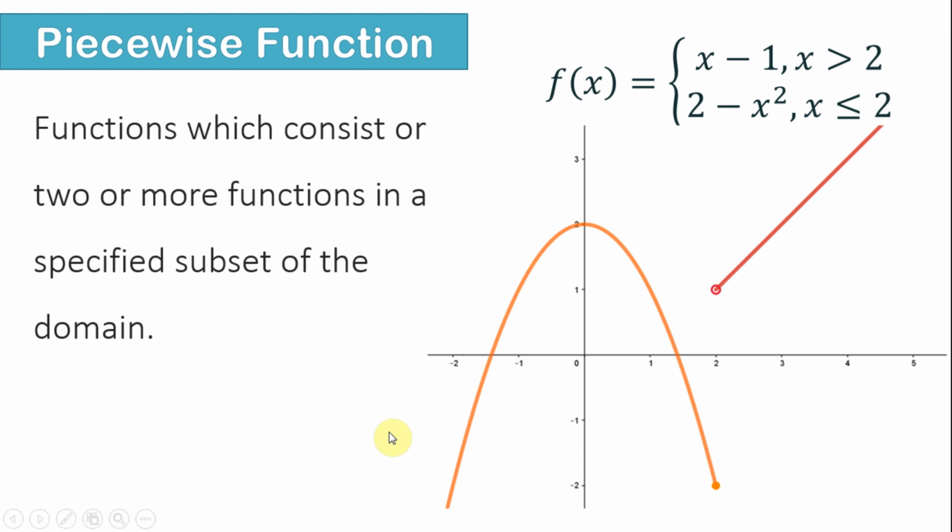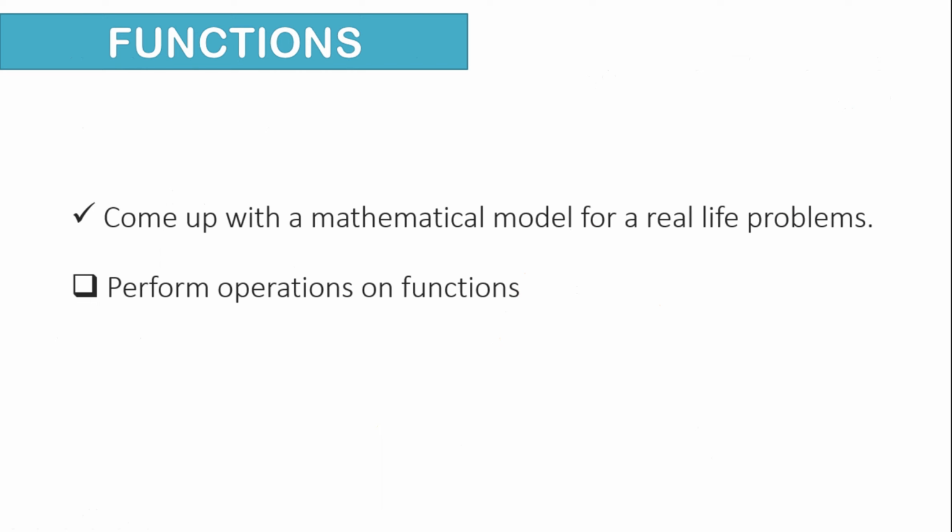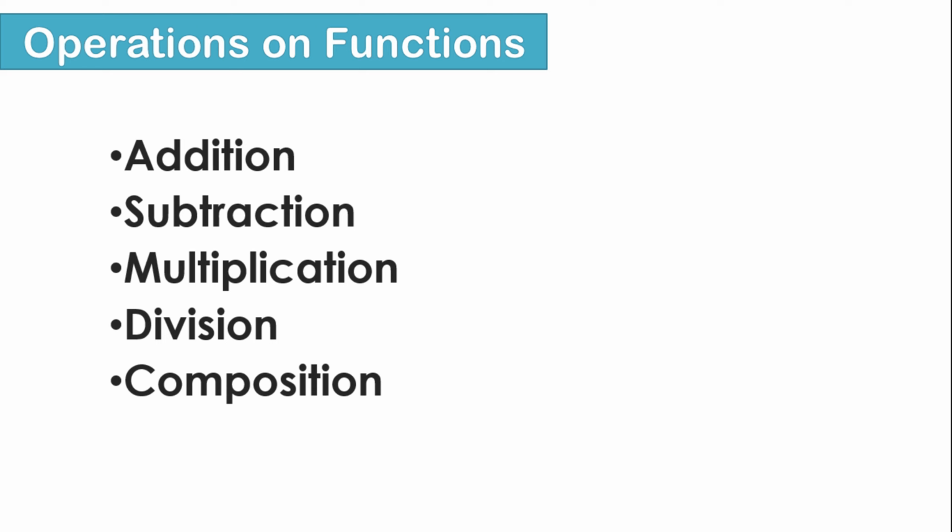So therefore, we're done with the first objective, which is to come up with a mathematical model for our real-life problems. So let's go to the operations on functions. The operations on functions are really just the same as the 4 basic operations, but there's another added one: addition, subtraction, multiplication, division, and the new one that we're going to talk about is composition. We're going to define that later on and show examples also.